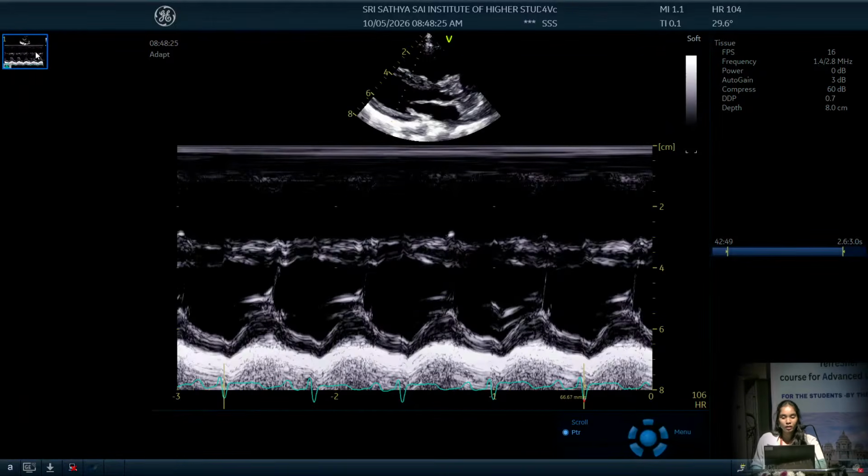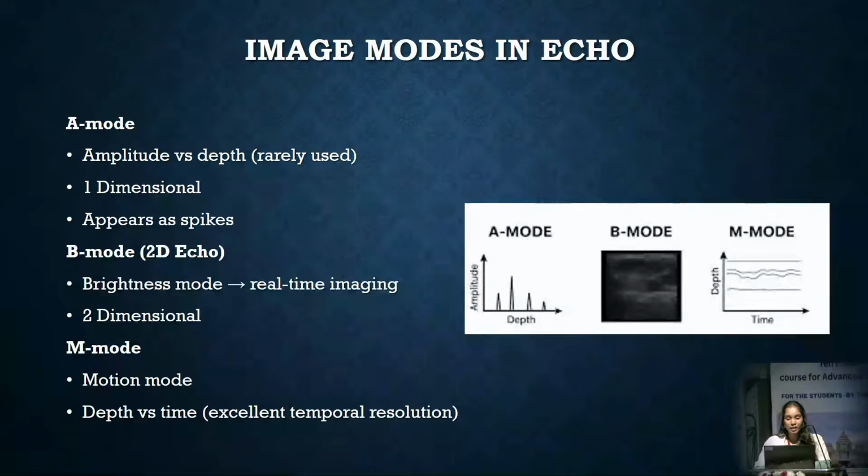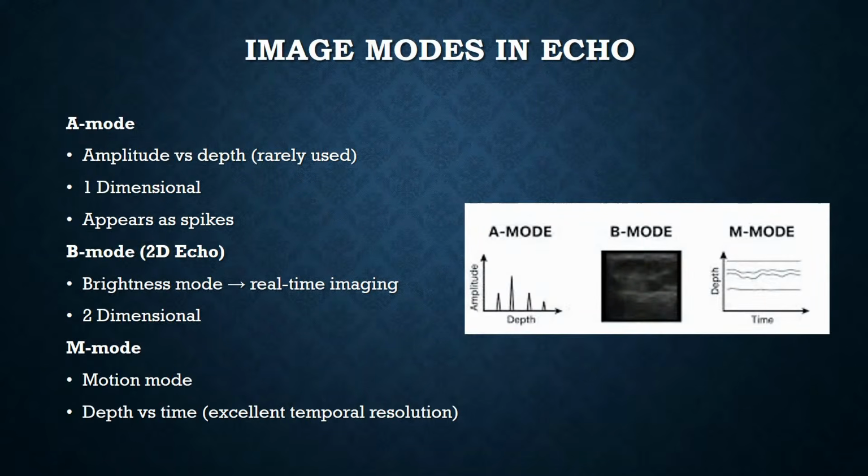Coming to M mode, it is the tracking mode, tracking moving structures over time. It is depth versus time. It has good temporal resolution, which helps in measuring fast moving heart valves or the chamber walls.